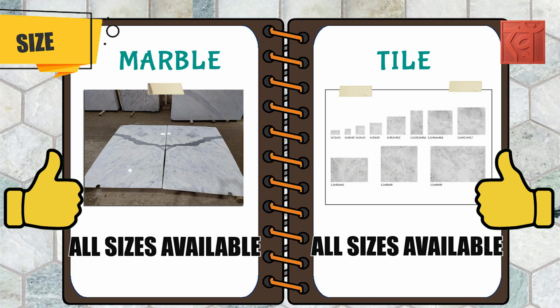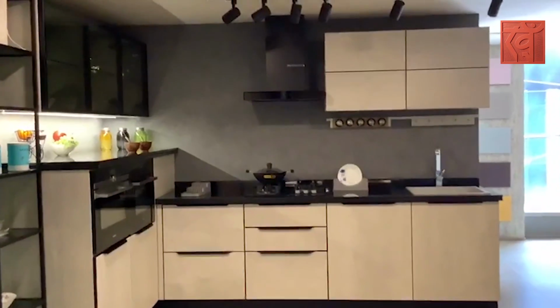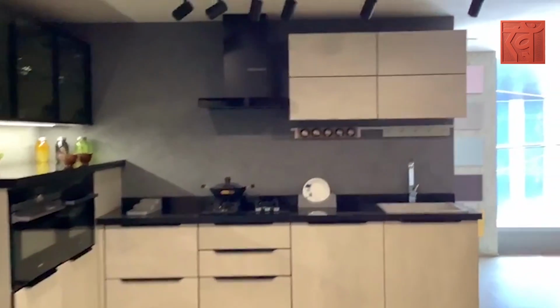Also, these tiles are as slim as 3 or 4 millimeter and that makes it really a lightweight material when we use it on building facade exteriors or in interiors as wardrobe shutters or kitchen shutters.